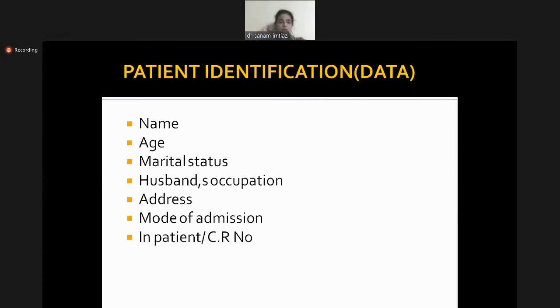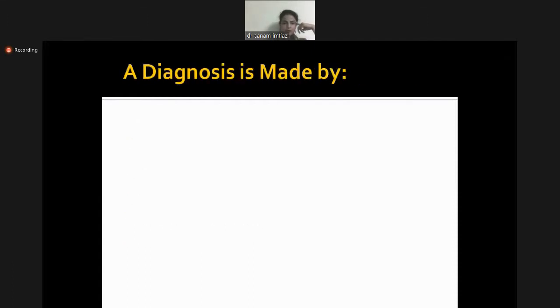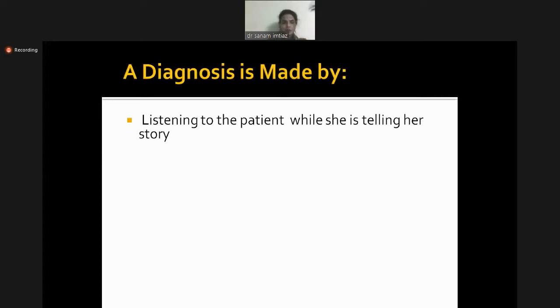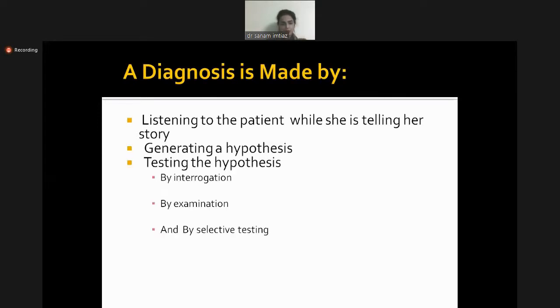Okay. So again, the data is more or less the same when it comes to gynae history. It's name, age, the marital status of the patient, husband's occupation, address, the mode of admission if the patient is admitted, and an inpatient number. And if not admitted, then you just have to check if the patient has presented in OPD. These are simple things which you already know. They're applicable to every kind of history taking format.